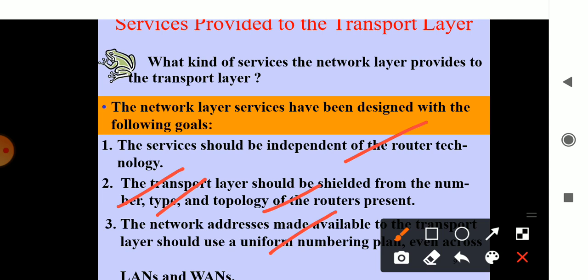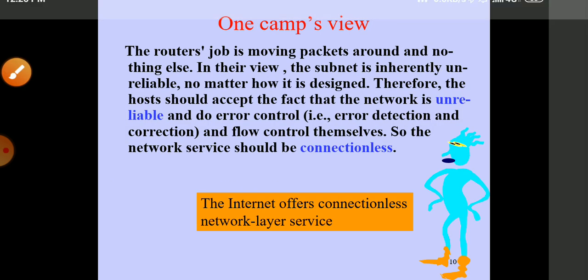Uniform addressing means a 32-bit address which is divided into 8-8-8-8 parts, whether it is LAN or WAN. The addressing should be divided into 8 bits each, which covers the 32 bits. So the whole address is divided into 4 parts, and each part has 8 bits. That is the networking address part.